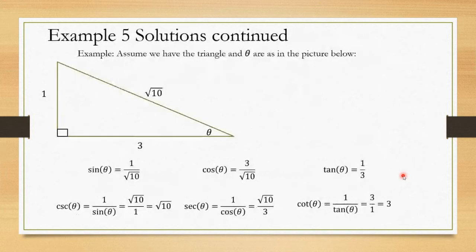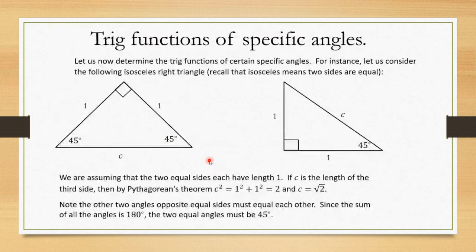If you looked so far, we said sine of theta, cosine of theta, but we never had a specific angle for theta. We never said theta was 40 degrees, or found tangent of 60 degrees, stuff like that. Well, you can actually do that. You just need to work with specific triangles.